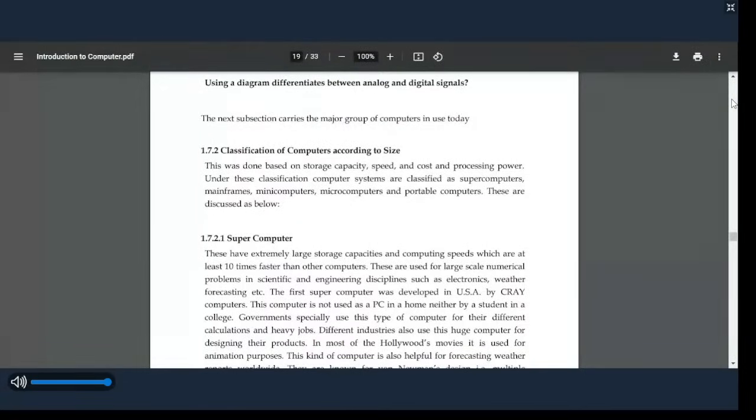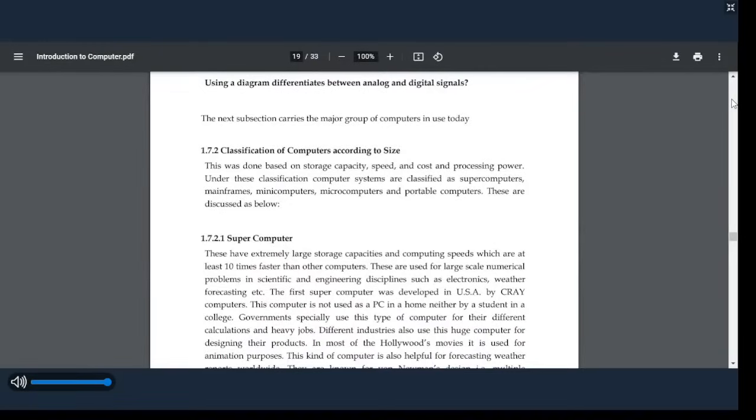Supercomputers have extremely large storage capacities and computing speeds, which are at least 10 times faster than other computers. They are used for large-scale numerical problems in scientific and engineering disciplines such as electronics and weather forecasting. The first supercomputer was developed in the USA by Cray Computers. This computer is not used as a PC in a home, neither by a student in a college. Governments especially use this type of computer for their different calculations and heavy jobs. Different industries also use these huge computers for designing their products.